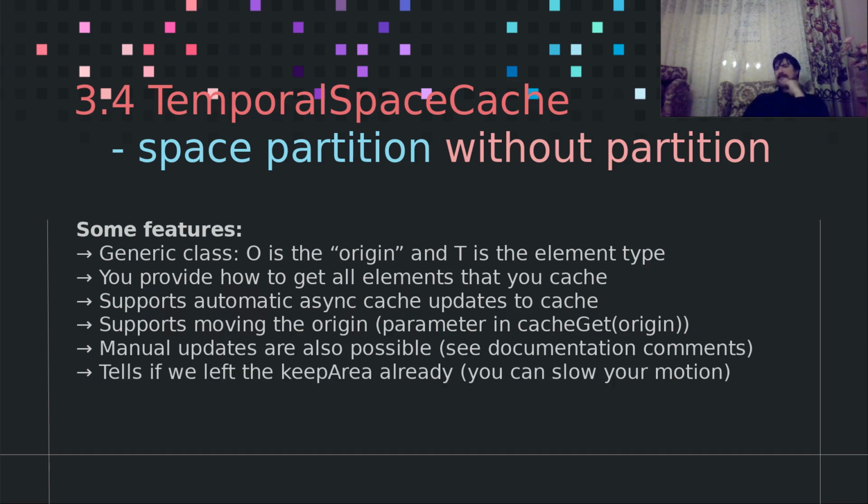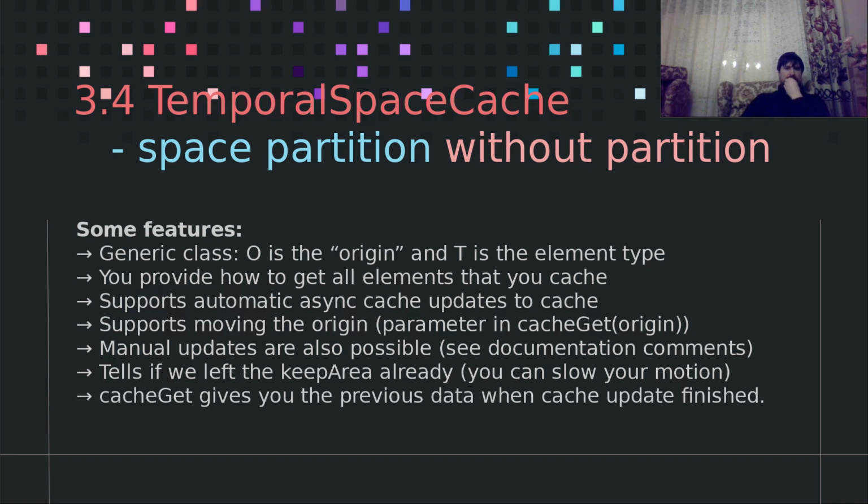And this is a little bit more interesting, the result that you get back. It doesn't just tell you the cached things, but also notifies you if you have left the keep area. So maybe you can slow your motion, or enable fog so the camera is not looking so far that it sees some buggy area or something. You can do something like this.